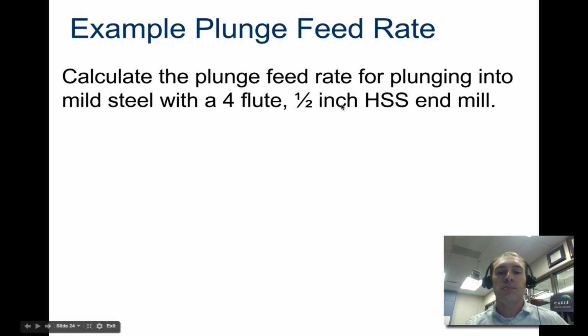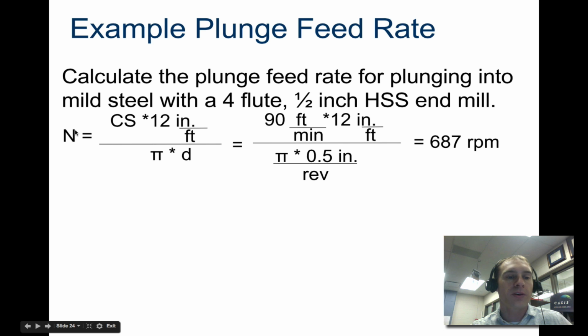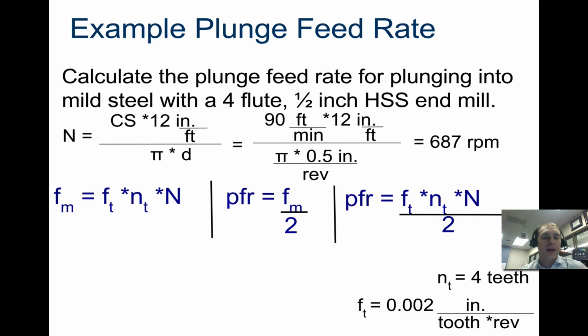So if you're going to calculate the plunge feed rate for plunging into mild steel with a 4-flute, half-inch end mill, then you first have to calculate the spindle speed. So we look up on our table mild steel, which turned out to be 90, and we have a half-inch diameter. We got 687. And what you should note here is mild steel is harder than aluminum, so we have a slower spindle speed, which may be counterintuitive, but that's really important for you to remember.